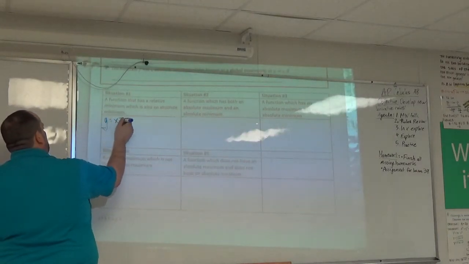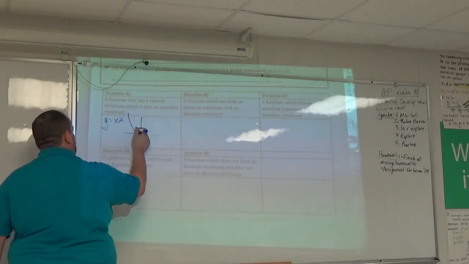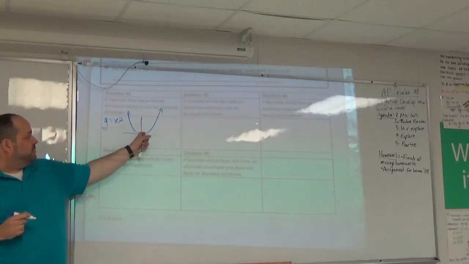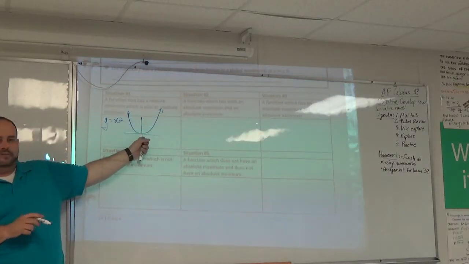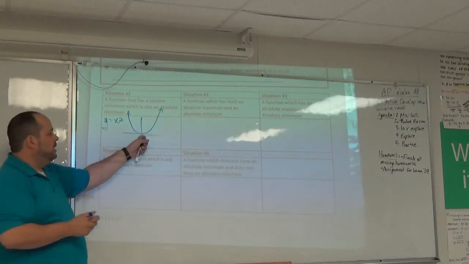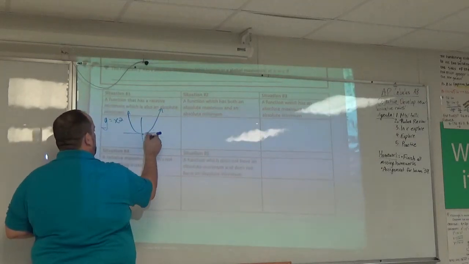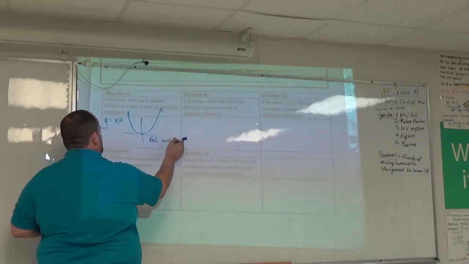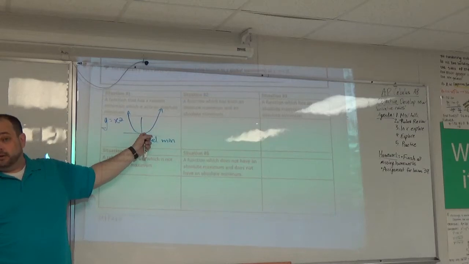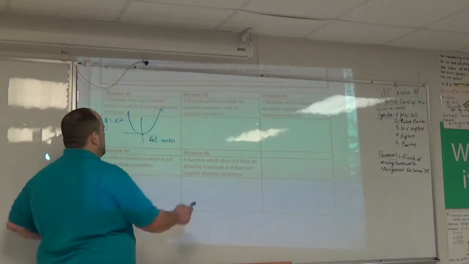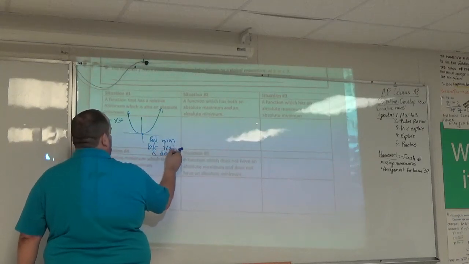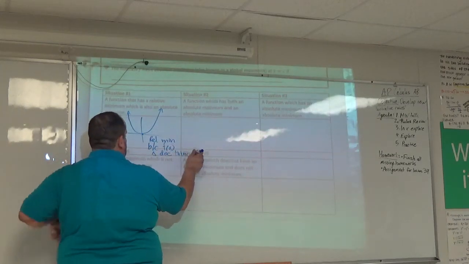Okay, the graph of y equals x squared. Is everybody okay with that? Okay, this is a relative minimum. Somebody convince me that there's a relative minimum here. Lewis, why is this a relative minimum? No. Listen to the adjective. Relative minimum. Why is there a relative minimum here? Because f of x changes from decreasing to increasing.